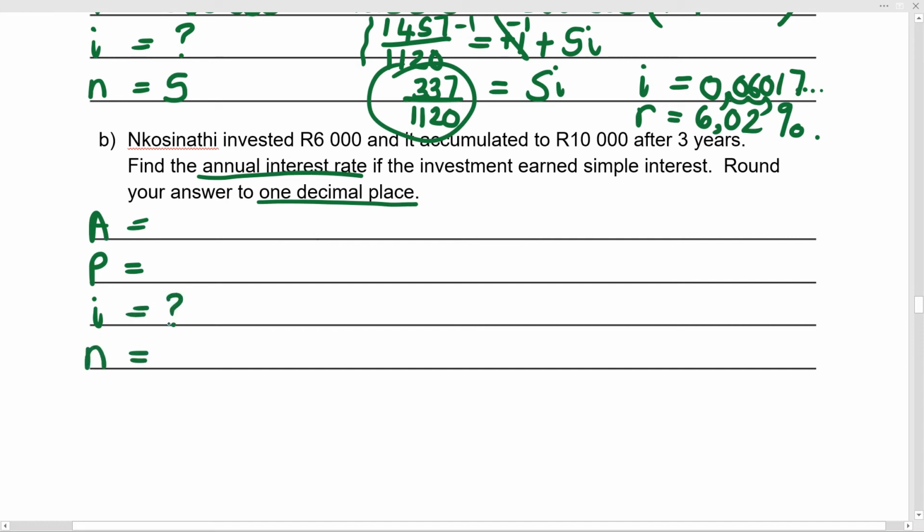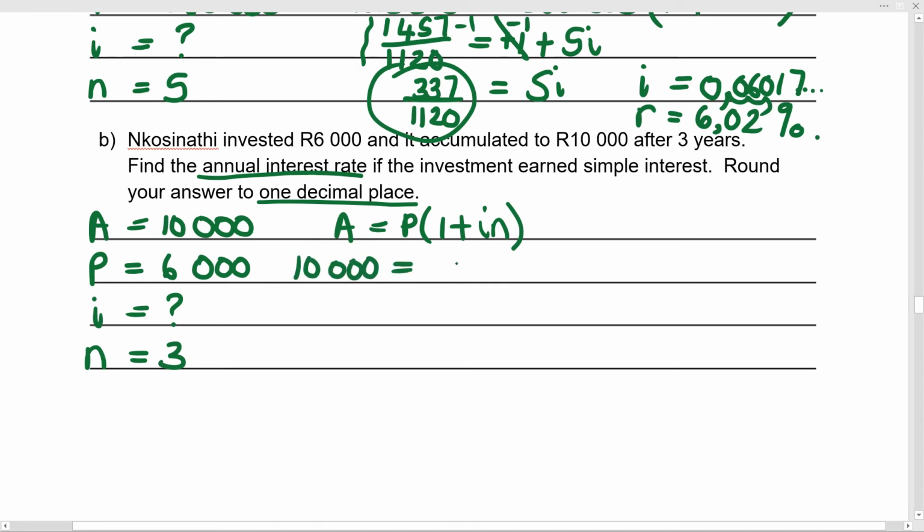We know that I is the unknown. The A is the bigger amount, the 10,000. The P is the smaller amount, the 6,000. N is 3. Okay, A equals P(1 plus I N). Let's just make sure we sub in the A and P correctly. The A is the 10,000. The P is 6,000. 1 plus my I, which I don't know, times the 3. Maybe at this point I should just say 3I. Or you can write I times 3, whatever works for you.